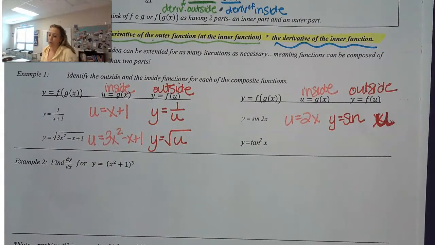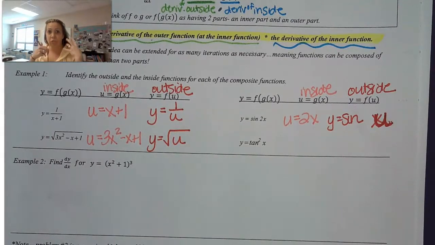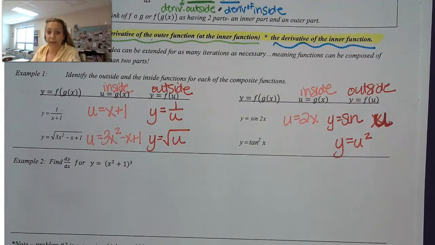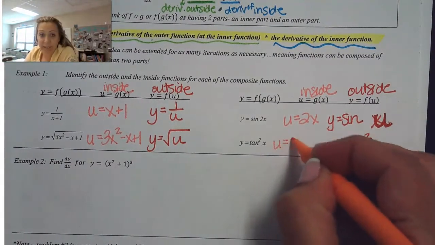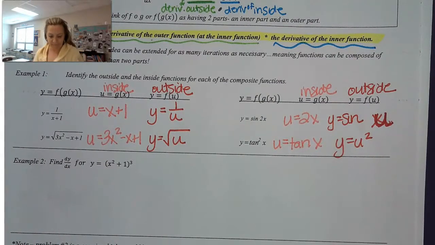And then what about the next one? Y equals tangent squared x. Well, some of you might say, well, tangent x, but that's not really what's happening. Look at the big picture. This is really the tangent of x, squared, right? We're really taking something and squaring it. So our outside function is really that y equals u squared. And what is it that's being squared? Tangent of x. And again, the more of these you do, you'll get better at being able to tell what your inside and outside functions are, okay?